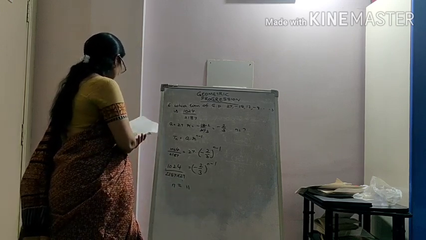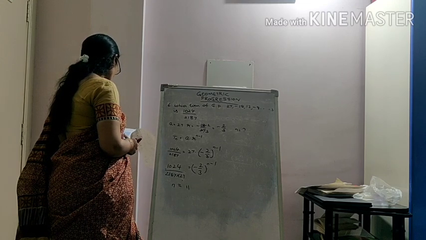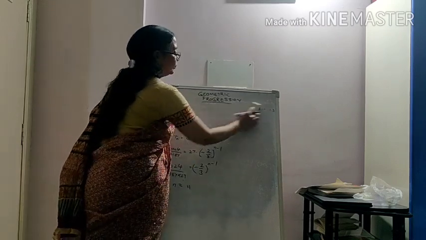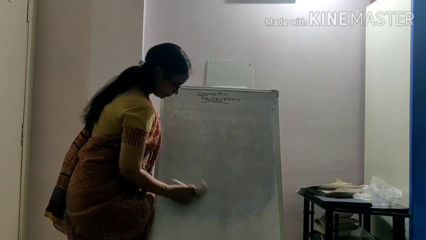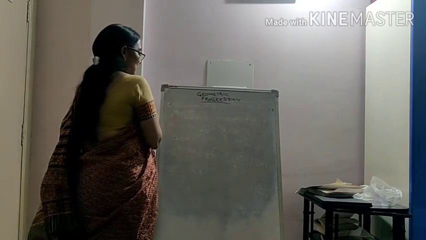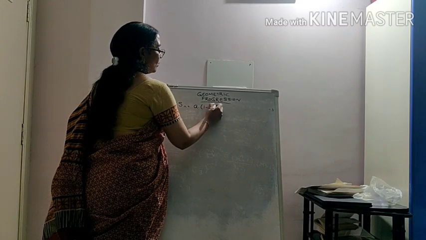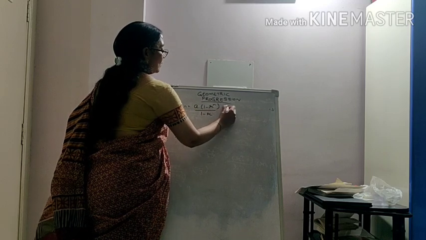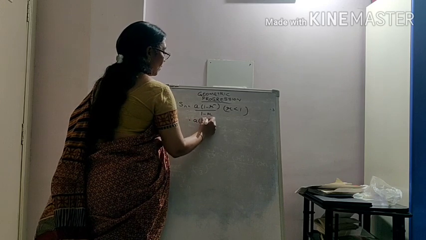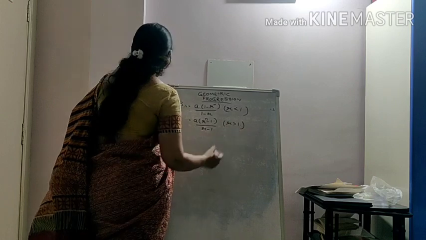The next one we will see is the sum of terms. The sum of terms is a into 1 minus r to the power of n upon 1 minus r, if r is less than 1, and a into r to the power of n minus 1 upon r minus 1 if r is greater than 1.